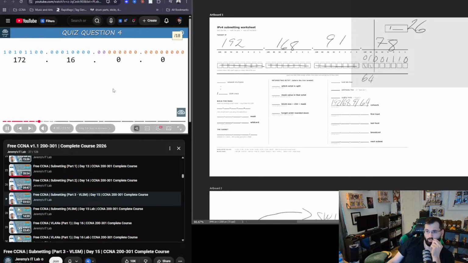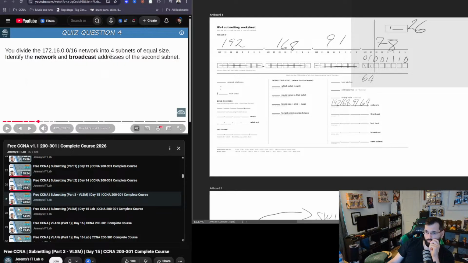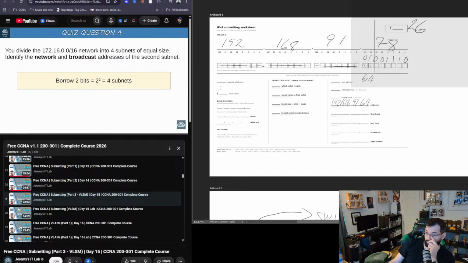So when we're looking for the subnets, the amount of subnets, that's the amount of bits that we have to borrow? We have to borrow 2 bits, because 2 to the power of 2 is 4 subnets. So we just keep borrowing and borrowing until we hit the 4.